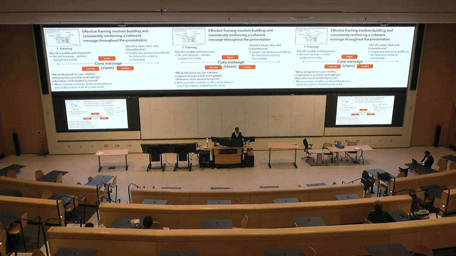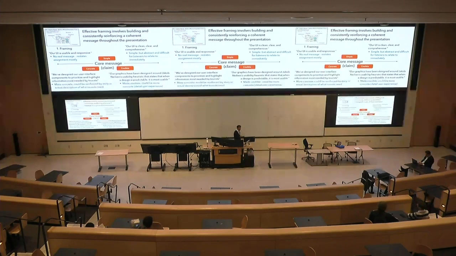Okay? And the other type of core message that we saw a lot of that was quite effective was this focus on a specific design principle. So here our graphics have been designed around Jakob Nielsen's usability heuristic that states when design is predictable, it is most usable, okay? And there's a core message that brings in external credibility, right? It brings in a source. But it could potentially be made more concrete by detailing how user experience would link to that, okay?